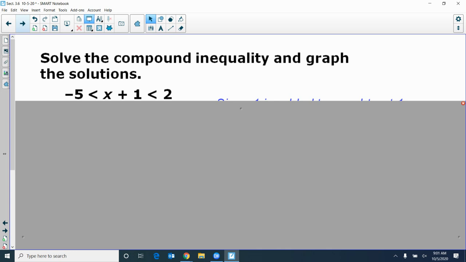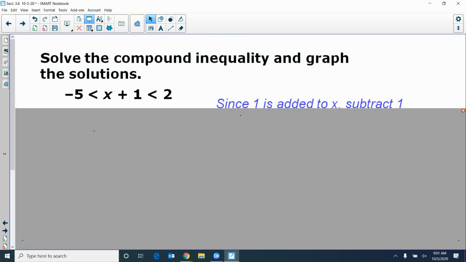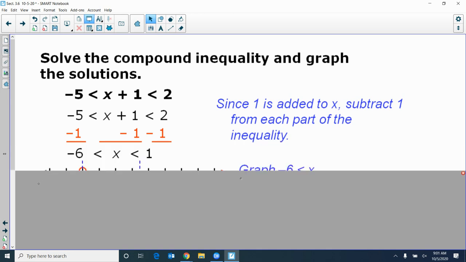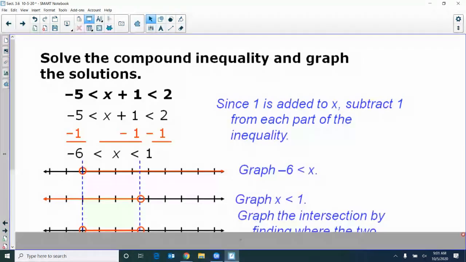Okay, what do I got to move? I got to move that +1. What do we always do, just like before? Subtract it. But now I got to subtract it underneath the 1, and I got to subtract it over here, and I got to subtract it over here. But once we get that, we're done.